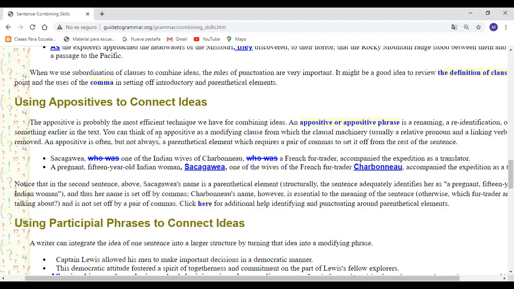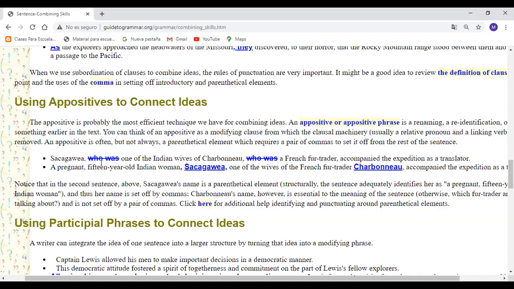When we use appositives also to join more than one sentence. Imagine that we have this sentence. Sacagawea is one of the Indian wives of Charbonneau. Period. Another sentence. Sacagawea was a French fur trader. Period. Sacagawea accompanied an expedition as a translator. So we can have 3 sentences and we can join them as one. How? By using an appositive or 2 appositives.